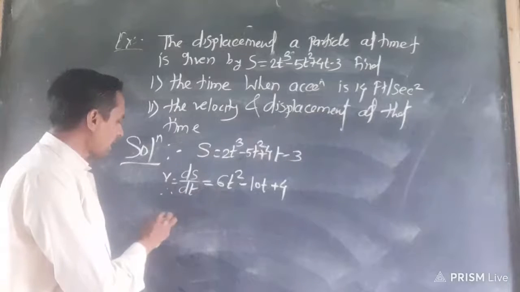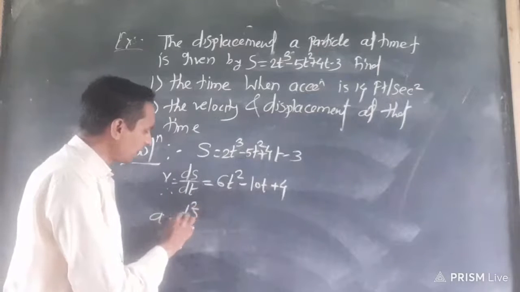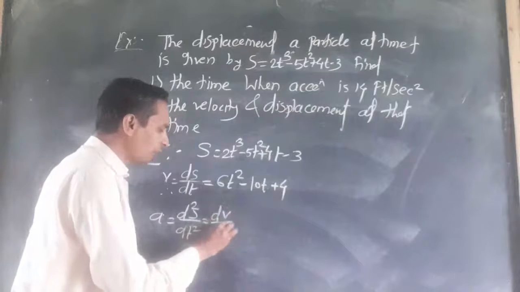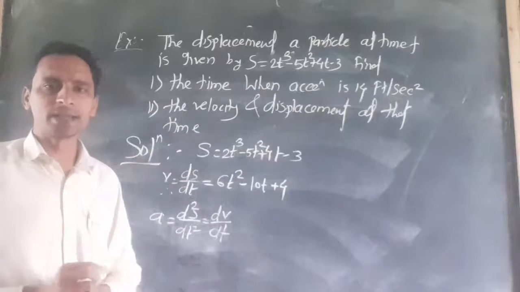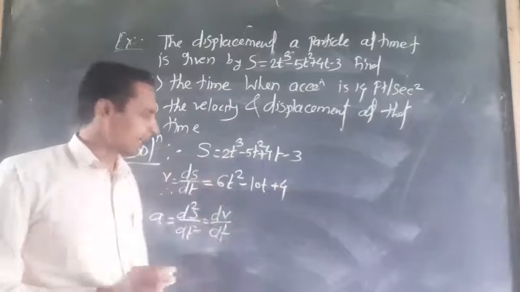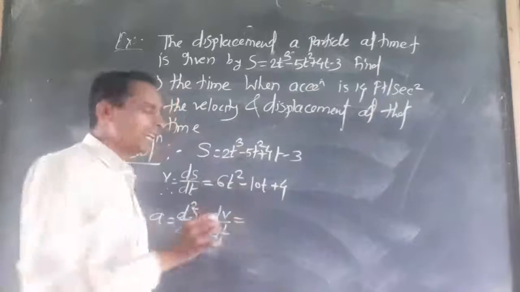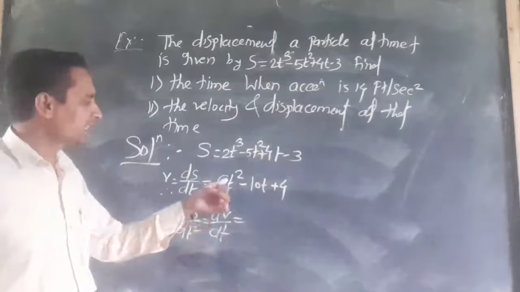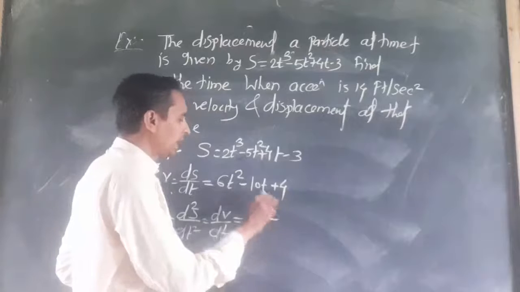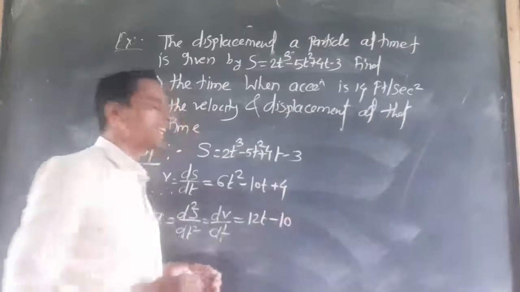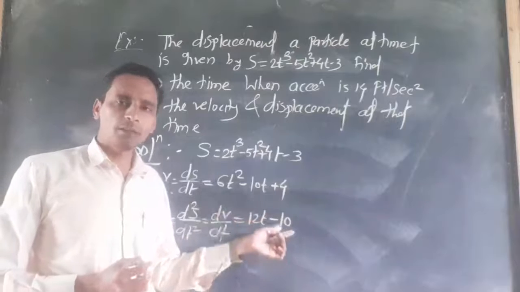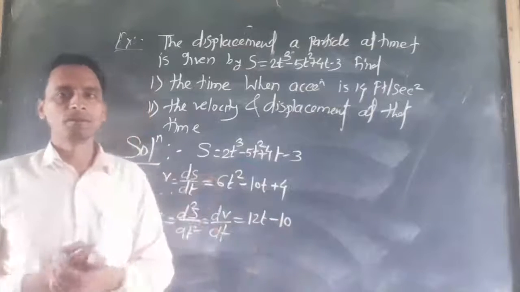Now friends, acceleration is equal to d square s by dt square. This is also called the derivative of velocity. Derivative of velocity is also called acceleration. Now, if we find the derivative of velocity, that is 6 twos are 12t minus derivative of 10 into t. Answer is 10 because 10 is a constant, derivative of t is 1.